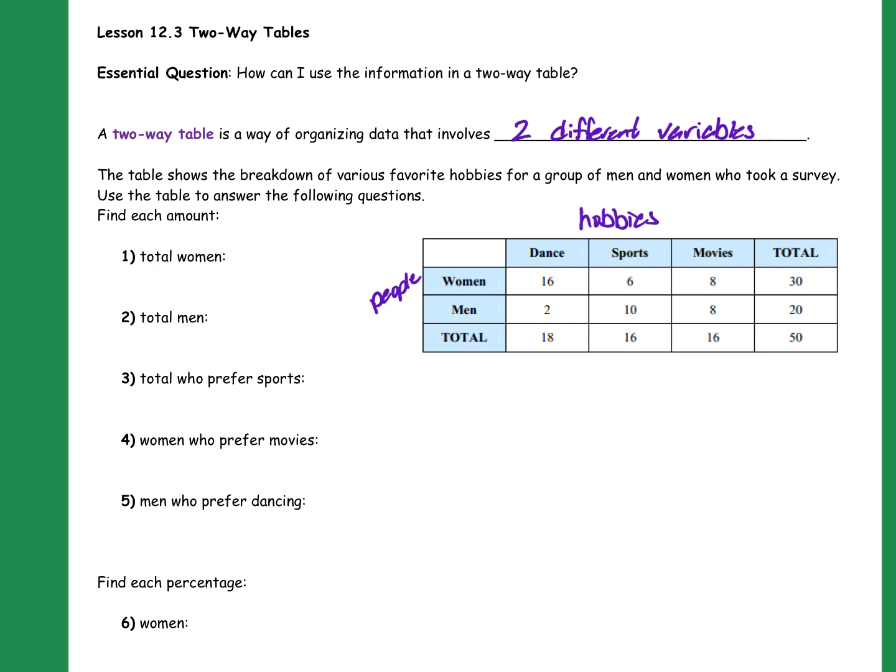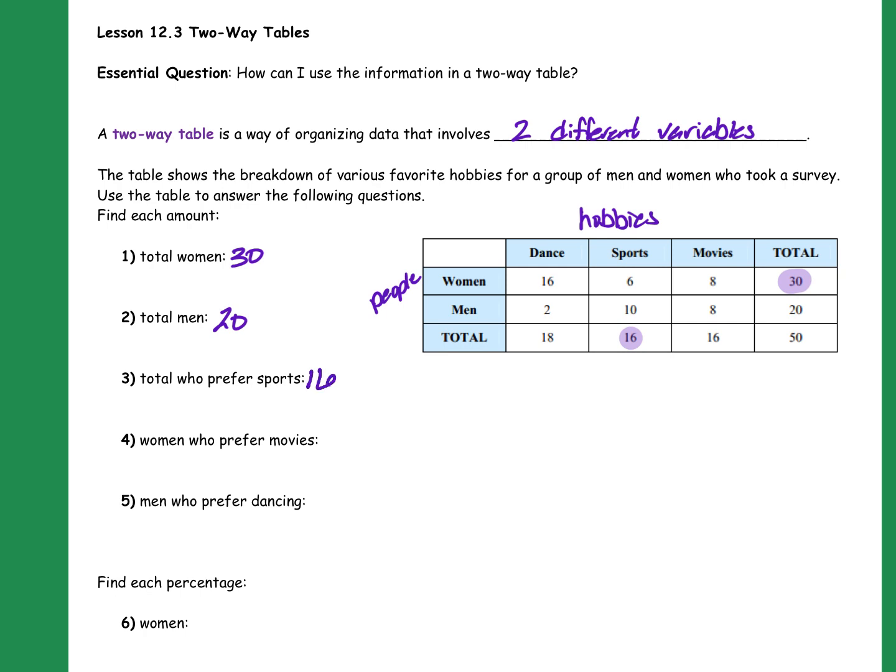Use the table to answer the following questions. Find each amount. How many total women were there in said survey? 30. Who does not understand that there was 30 women? If I go to women, I go all the way over to the total column. There are 30. Okay? Not too bad, right? How many total men? 20. Good. How many total who preferred sports? Now this time I'm going to go to the sports column and go down to the total, which is at the bottom. 16. Yes, very good, 16.